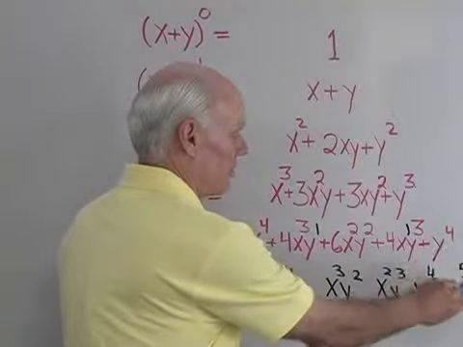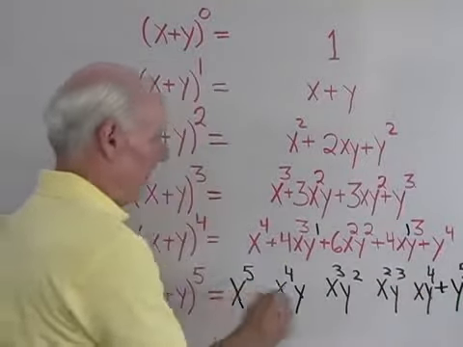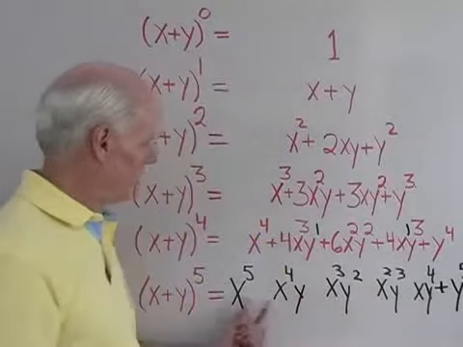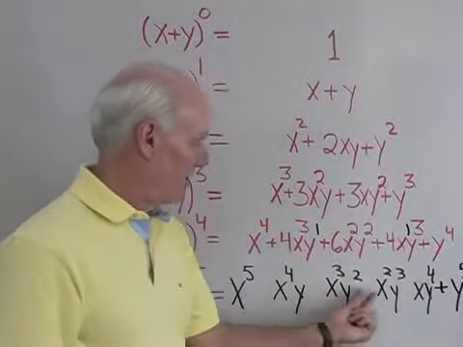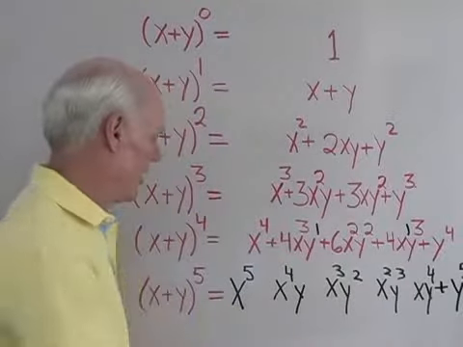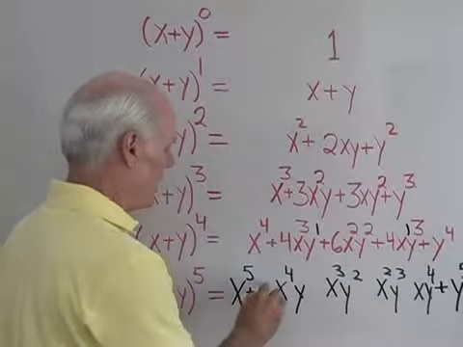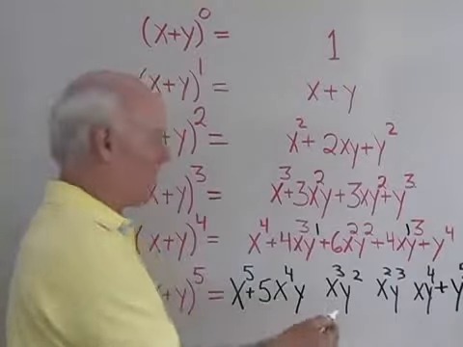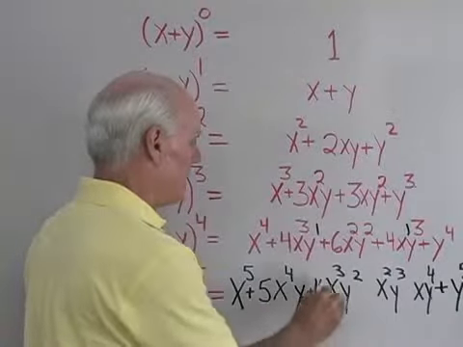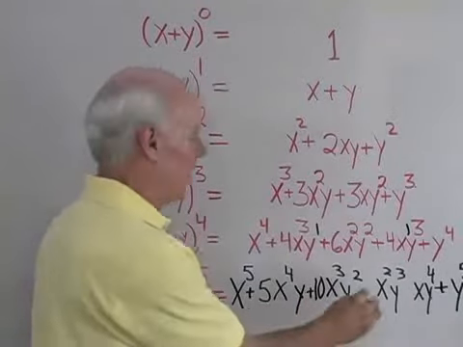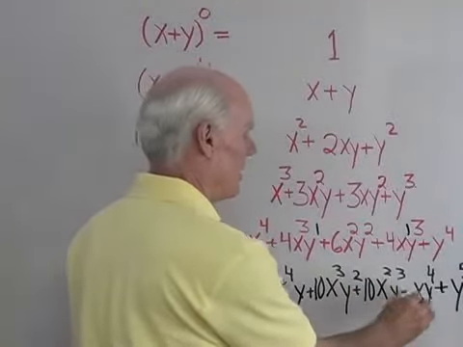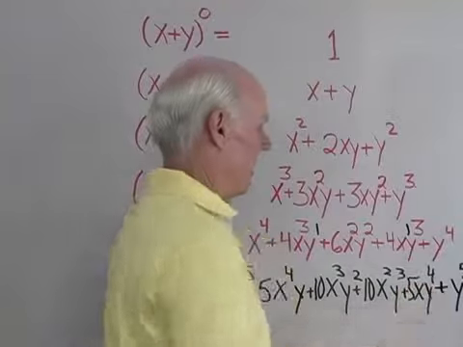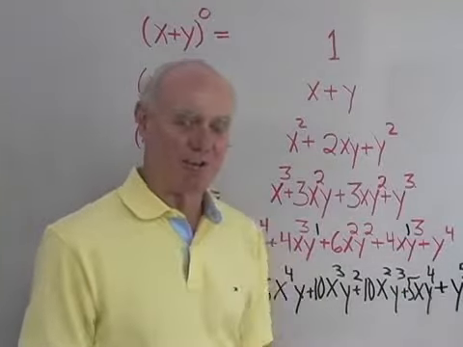Well, I know my first coefficient and my last coefficient are 1s. What about the coefficient that goes here, here, here, and here? I'm just going to show you what they are. This is going to be plus 5 x to the fourth y, plus 10 x cubed y squared, plus another 10 x squared y cubed, plus 5 x to the fourth y, plus 1 y to the fifth.